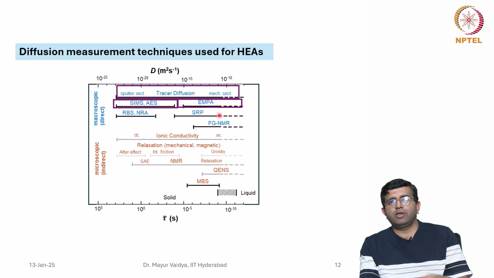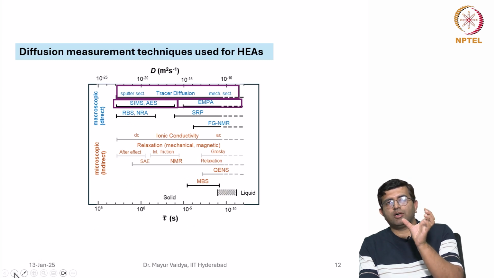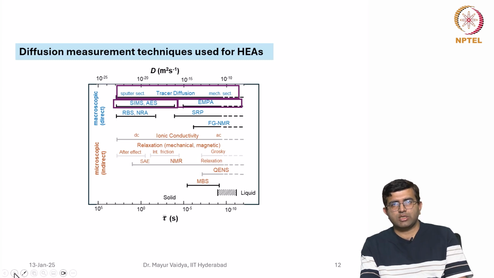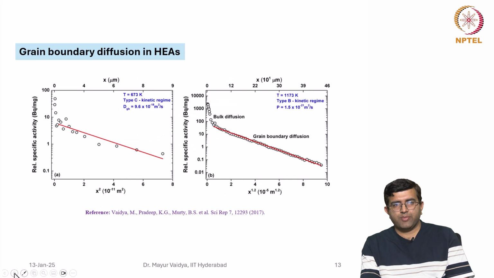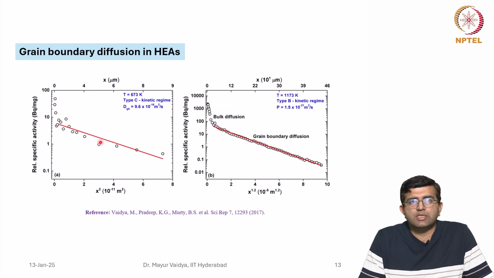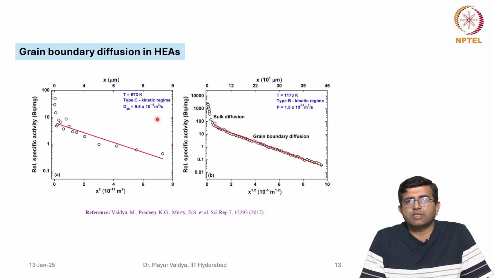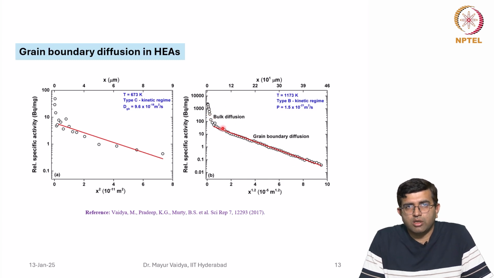Let me also add here that other than the experimental techniques, people have also attempted to calculate the diffusion in HEAs through computational tools like first principle calculations and molecular dynamics. This is just an example of the grain boundary diffusion measured in HEAs. So, this is in the type C kinetic regime, whereas this is in the type B kinetic regime, where you can see the clear distinction between the bulk and the grain boundary diffusion.